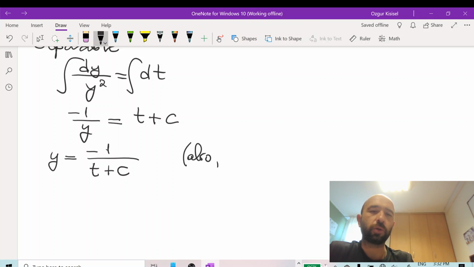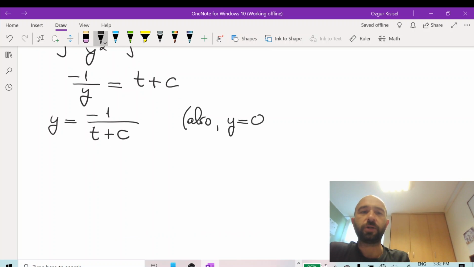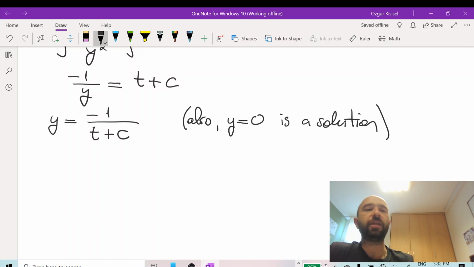Now, also, maybe we should mention, in the beginning, we divided by y squared. Therefore, we lost the solution y equals 0 there. And you can independently check that this is a solution. So y is equal to 0 is also a solution. And if you think about all possible values of c, you have a family of solutions here. And also if you include y equals 0, you have all the solutions.